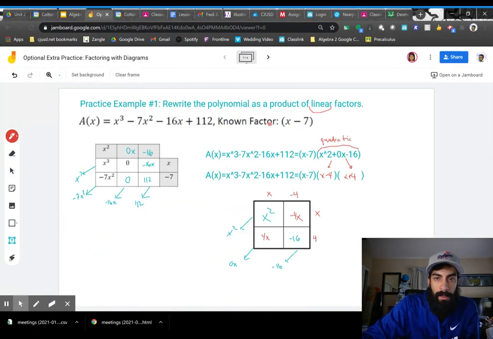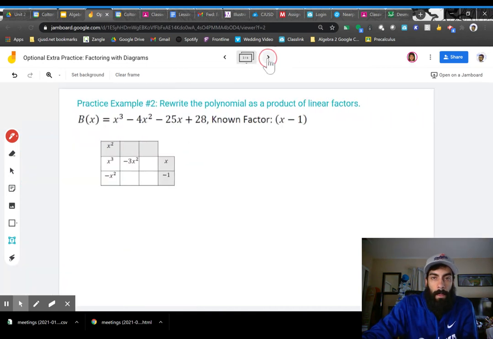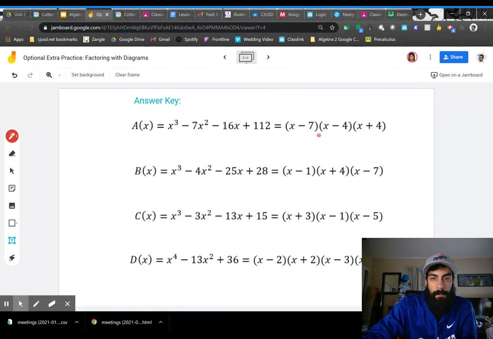So now we have succeeded in our goal of writing this polynomial as a product of all linear factors. X minus 7, x minus 4 times x plus 4 is our factored form. And we're done. You can check our answer on the fifth frame, x minus 7, x minus 4, and x plus 4.